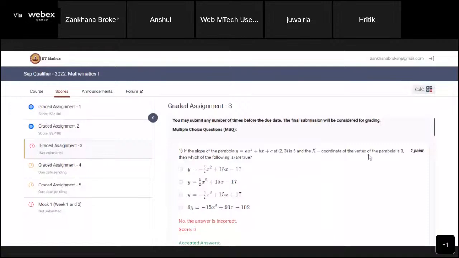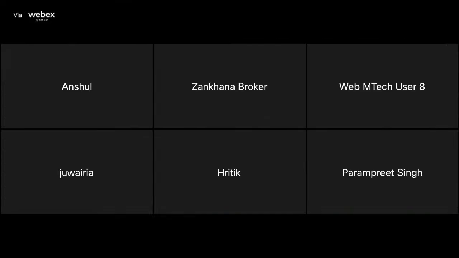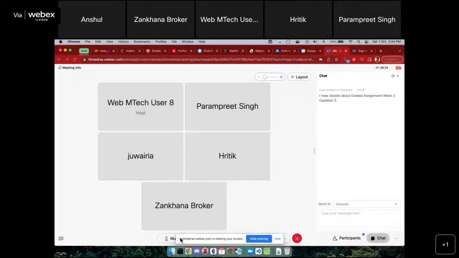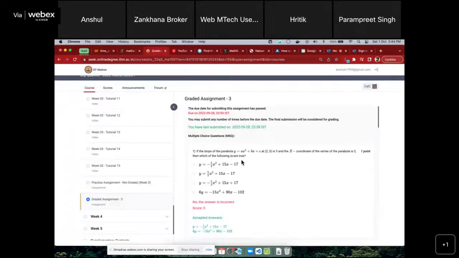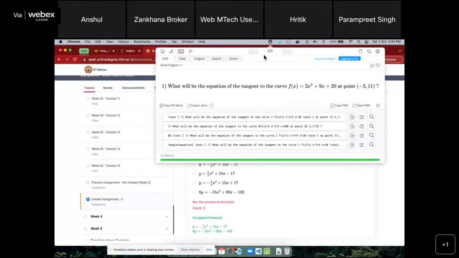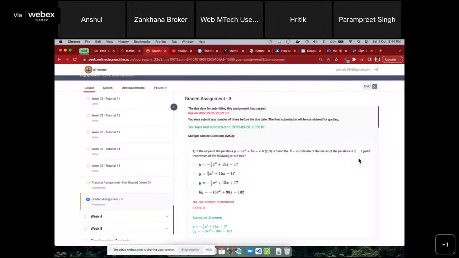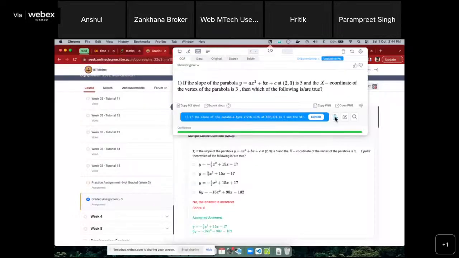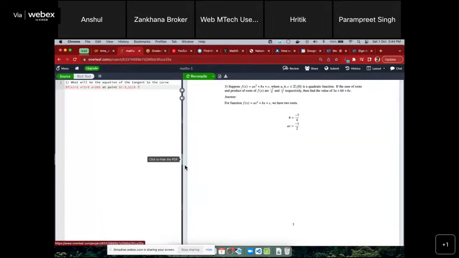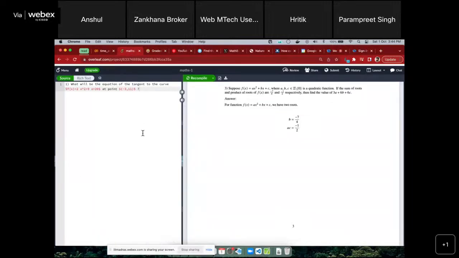Okay, wait. I'll share my screen. Is that okay? Okay, entire screen. Let me know if you can see my screen. Yeah. Okay, so let's look at this. Let's solve this. Let's copy this problem. Let's come to the LaTeX. This is the graded assignment, right?